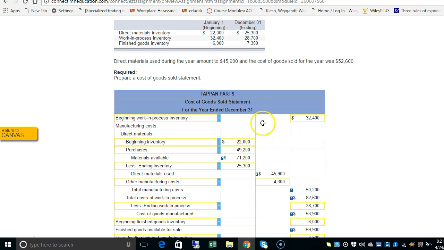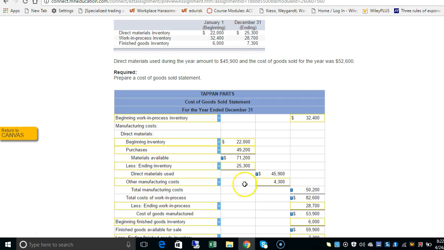So your beginning work in process is your first line of the schedule, and your beginning inventory is right here, 32,400. From there, you want to do your direct materials used for production. You want to get to this number. They give you the beginning direct material inventory of 22,000. They give you the ending inventory of 25,300. And they give you direct materials used of 45,900.